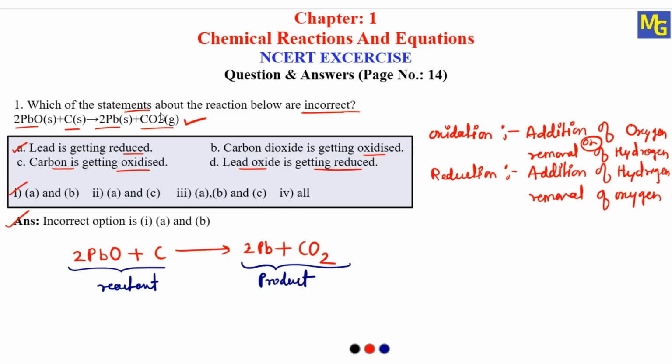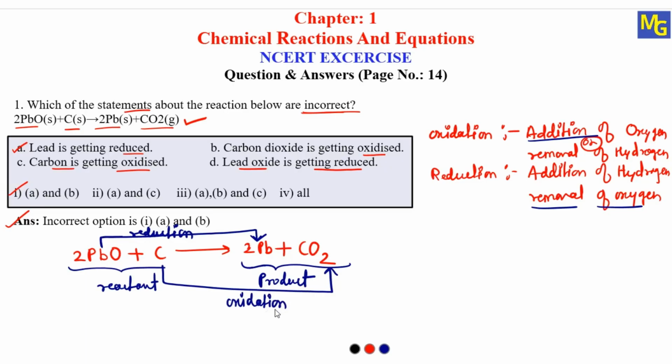When the question asks who is undergoing oxidation and reduction, remember we have to search on the reactant side. According to the reaction, PbO becomes Pb, meaning oxygen is removed from PbO. It was PbO and now it is Pb, so oxygen is removed. By the definition, when removal of oxygen occurs, it undergoes reduction. Then carbon: it was C and now it became CO2. So oxygen is added, and addition of oxygen is called oxidation. This is the correct way to answer this.